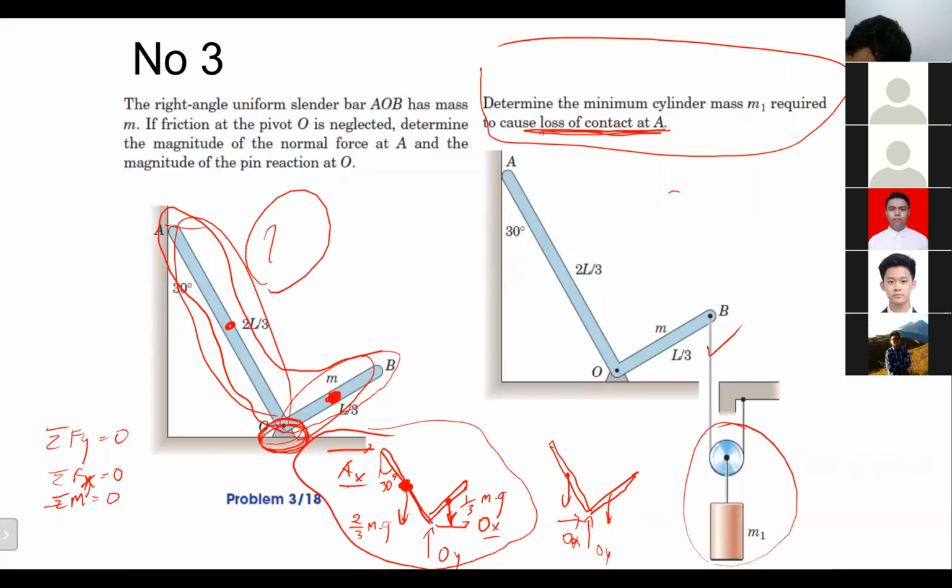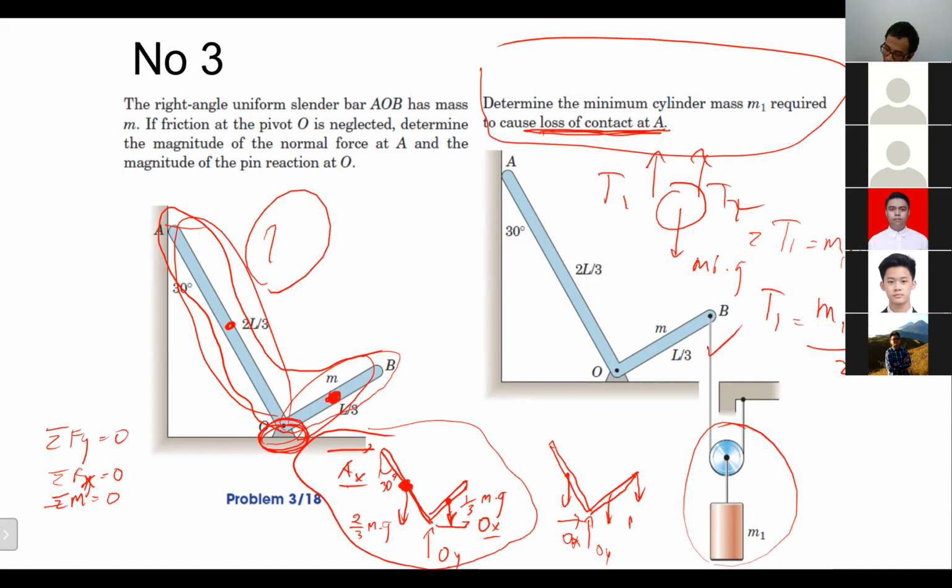If you cannot answer it directly, you have to draw the free body diagram. This one is M1 multiplied by G, and there will be T1, T2. Using sigma moment, T1 will be equal to T2. Then using sigma Fy, we will have 2T1 equal to M1 multiplied by G. So T1 is equal to M1 multiplied by G divided by 2. Correct, right? Yes, this is the condition.